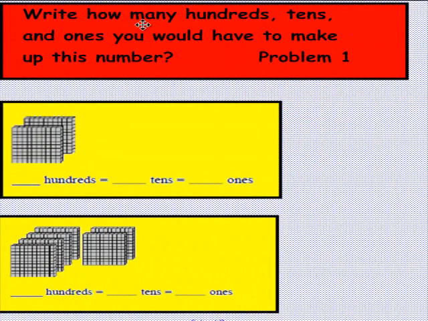Problem 1. Write how many hundreds, tens, and ones you would have to make up this number. For example, how many hundreds do we have here? 1, 2. Well then, how many tens do we have that add up to the 200s, and how many ones do we have that would add up to 200s? Repeat the same procedure for the problem at the bottom. If you would please, pick up a pen to solve this problem.